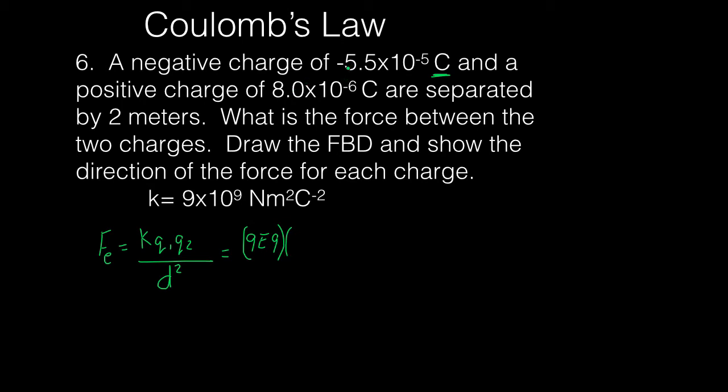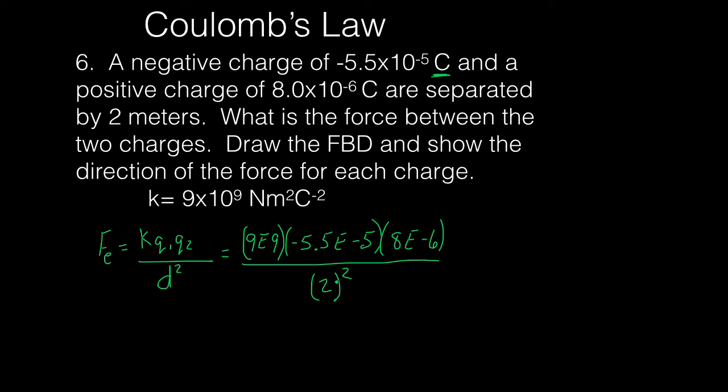Okay, and for us, this first charge, and again, it doesn't matter which one you assign Q1, Q2, is a minus 5.5 times 10 to the minus 5 coulombs. And we're going to times that by Q2, which was 8 times 10 to the minus 6 coulombs. And that's going to be divided by the distance between them squared. And the distance between them was 2 meters. So I'm going to put 2, but we've got to square it.